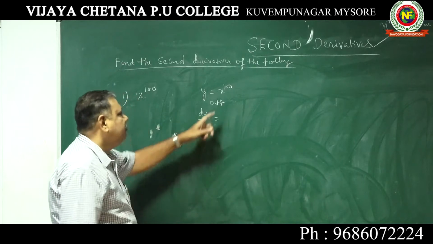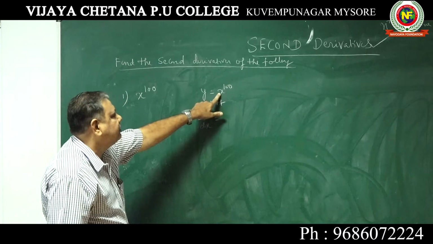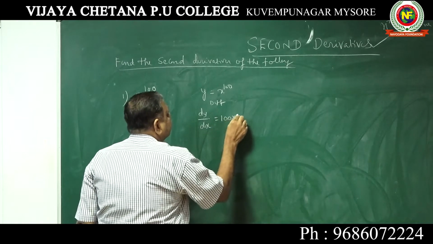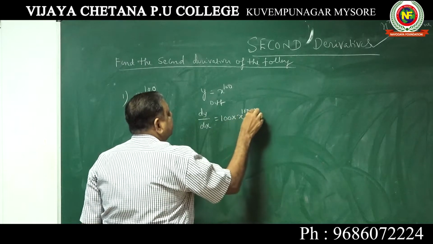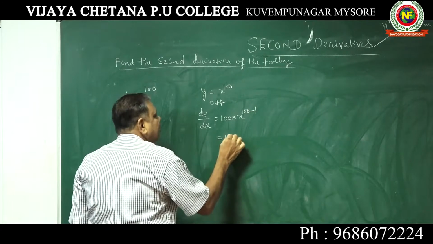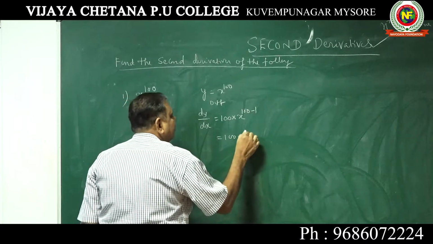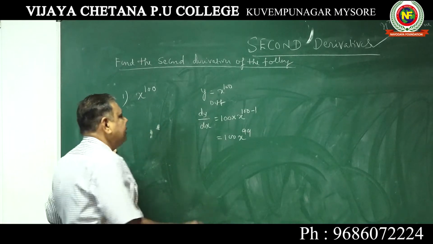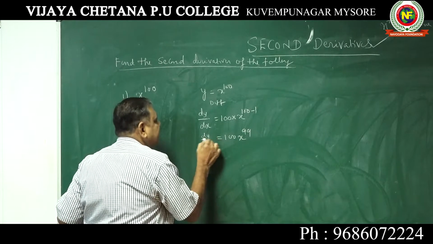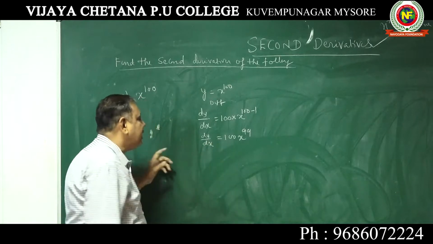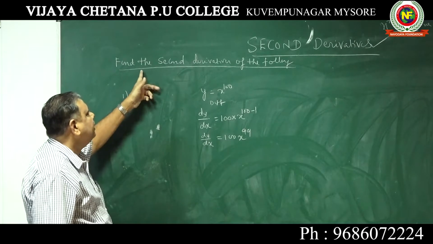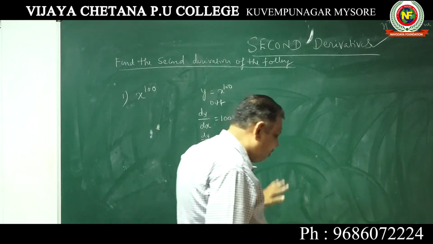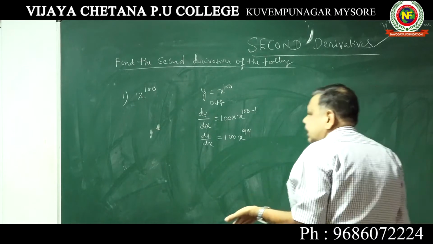You tell me what is the differentiation of this. x to the power of 100 gives 100 x to the power of 100 minus 1, nx to the power of n minus 1, so it is 100 x to the power of 99. This is your dy by dx. This is only called the first derivative, but they are asking to find the second derivative of the function. So now you have to further differentiate this function.